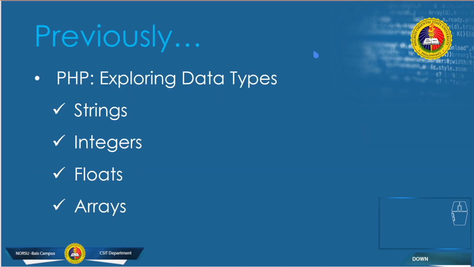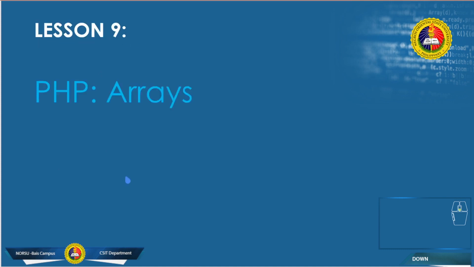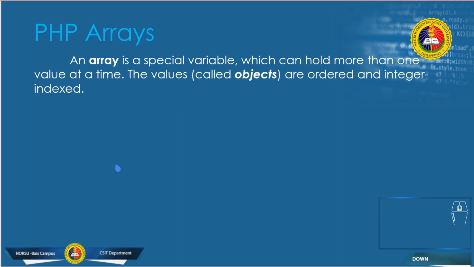Okay, so previously we've talked about the different data types of PHP. We've discussed a few data types: strings, integers, and floats. One of the data types of PHP is what we call an array, or arrays, and that will be what we're going to discuss today. So this is going to be our ninth lesson. Lesson number 9, PHP arrays.